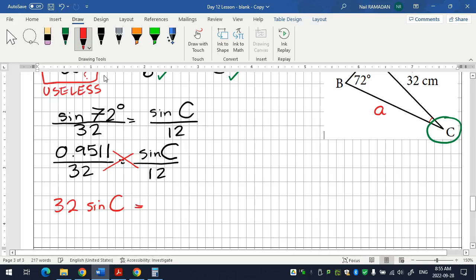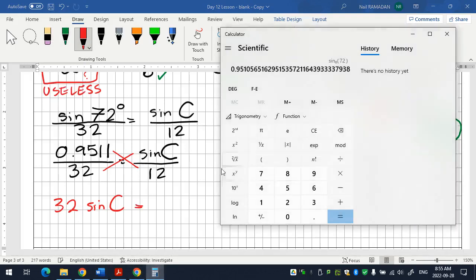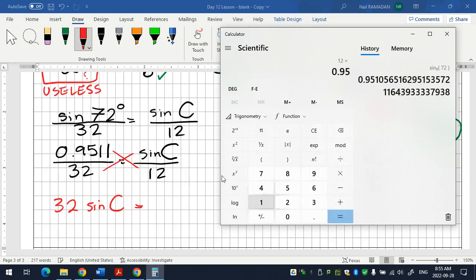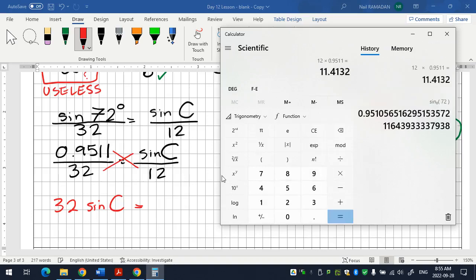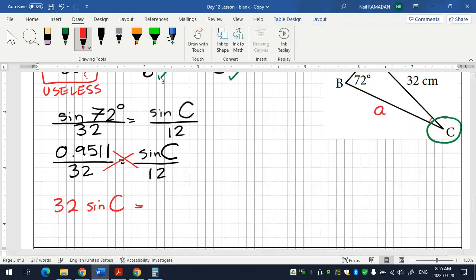Equals. All right, let's multiply both. 12 times 0.9511. I have 11.4132. I'll keep the whole number as usual. 41 by 32. Okay, everyone, up to here and stop.